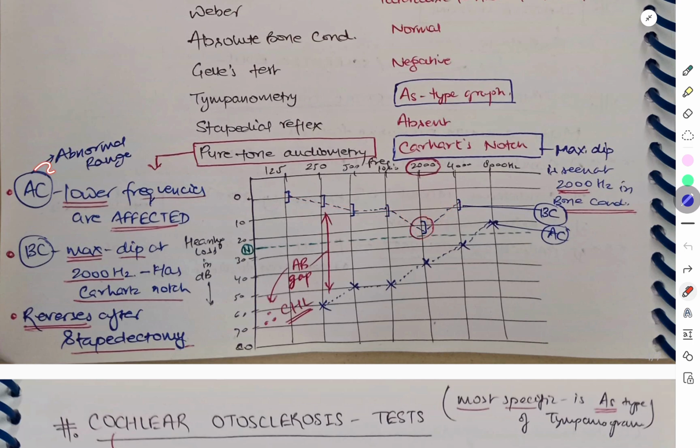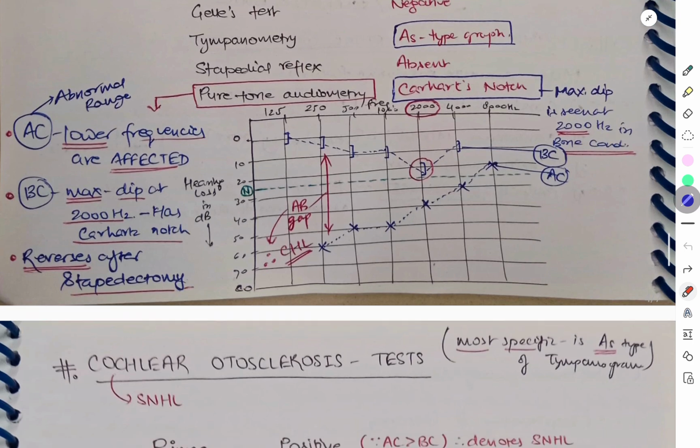In air conduction, in the abnormal range, lower frequencies are affected first. Bone conduction has its maximum dip at 2000 hertz, that is known as Carhart's notch. So Carhart's notch is seen in otosclerosis, and by Oto-2 you can remember 2000 hertz. And this stapedial reflex can be reversed back after stapedectomy, and this Carhart's notch can also be reversed.